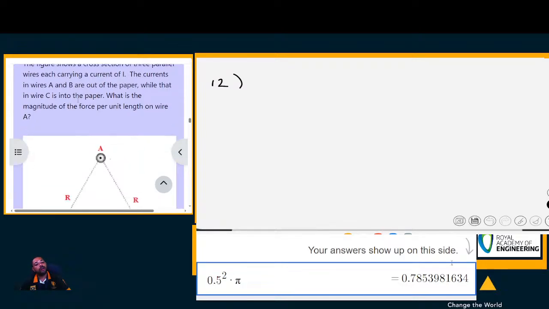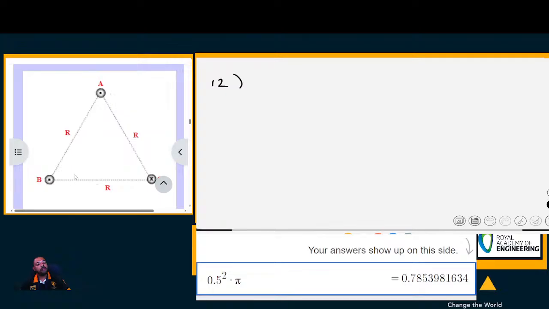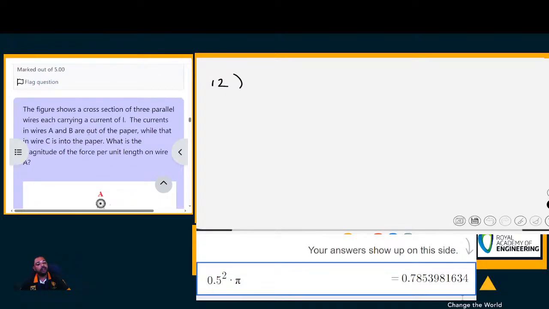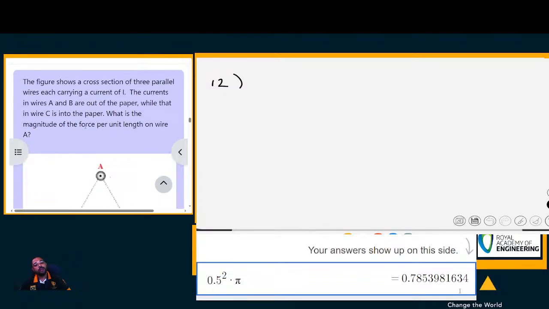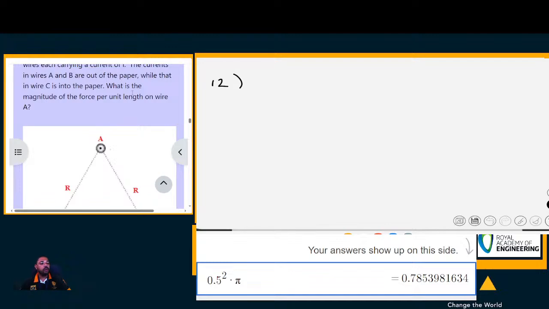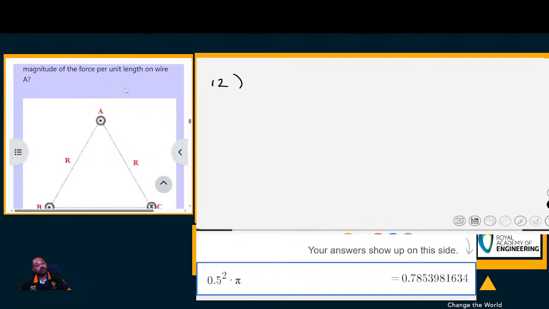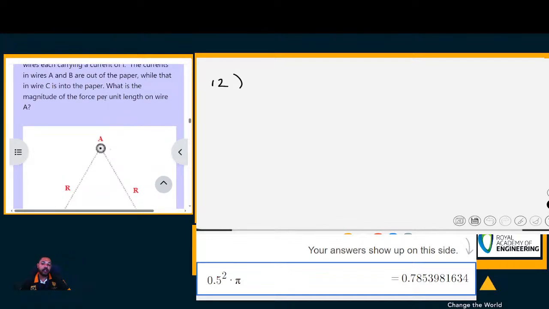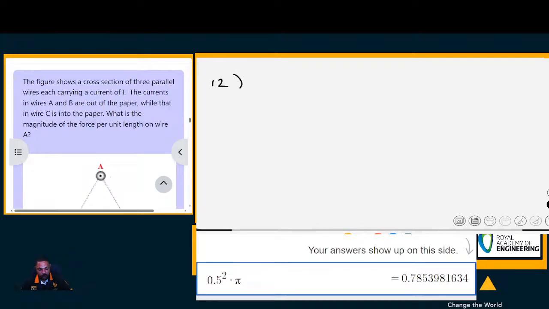Now the currents in wires A and B are out of the page, while that in wire C is into the paper. What is the magnitude of force per unit length on wire A? It's exactly the same as the previous one. What is the formula for force per unit length? It is mu naught times the current I1 times the current in the second one, divided by 2 times pi times the distance between them.